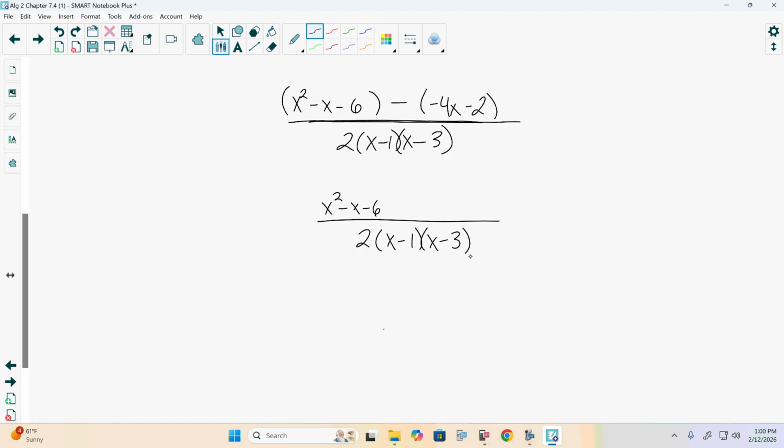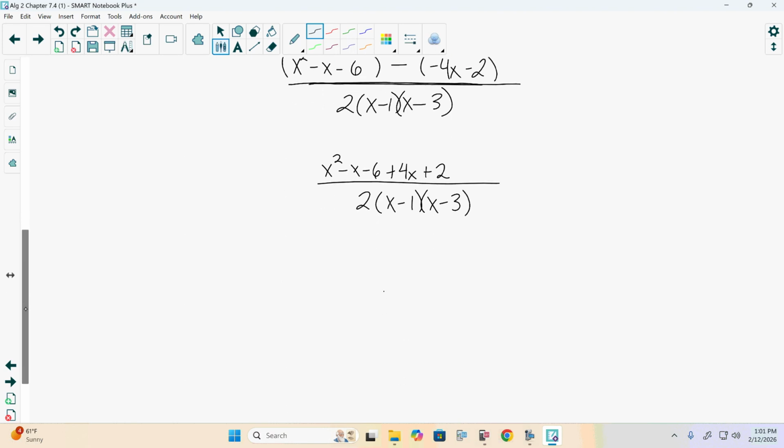Now, for the most part, the first set of parentheses is going to be the exact same. Now, we have to be careful with the second set because we are subtracting it. That negative has to be distributed through. So that negative 4x is going to become positive 4x. That negative 2 is now positive 2.